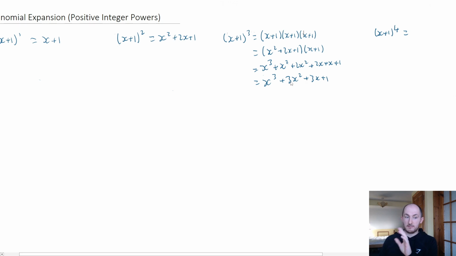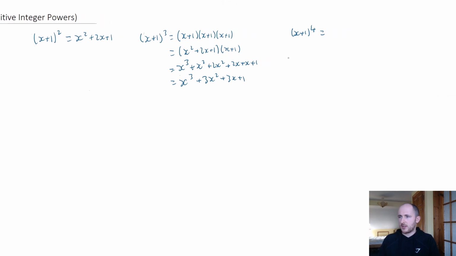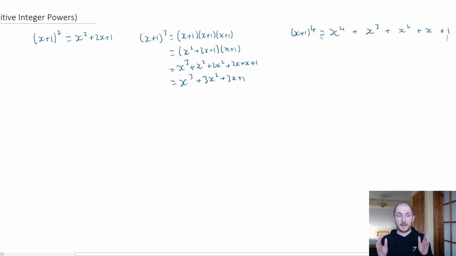So if we could somehow work out what the coefficients were, we could expand even x to the power of 4 really, really easily. Because all it would be is x to the 4 plus something x cubed plus something x squared plus something x plus a constant 1. Now, if I just work out what the numbers in front are, I would have expanded the bracket in a much quicker way. Now, there is a way to do this, actually.